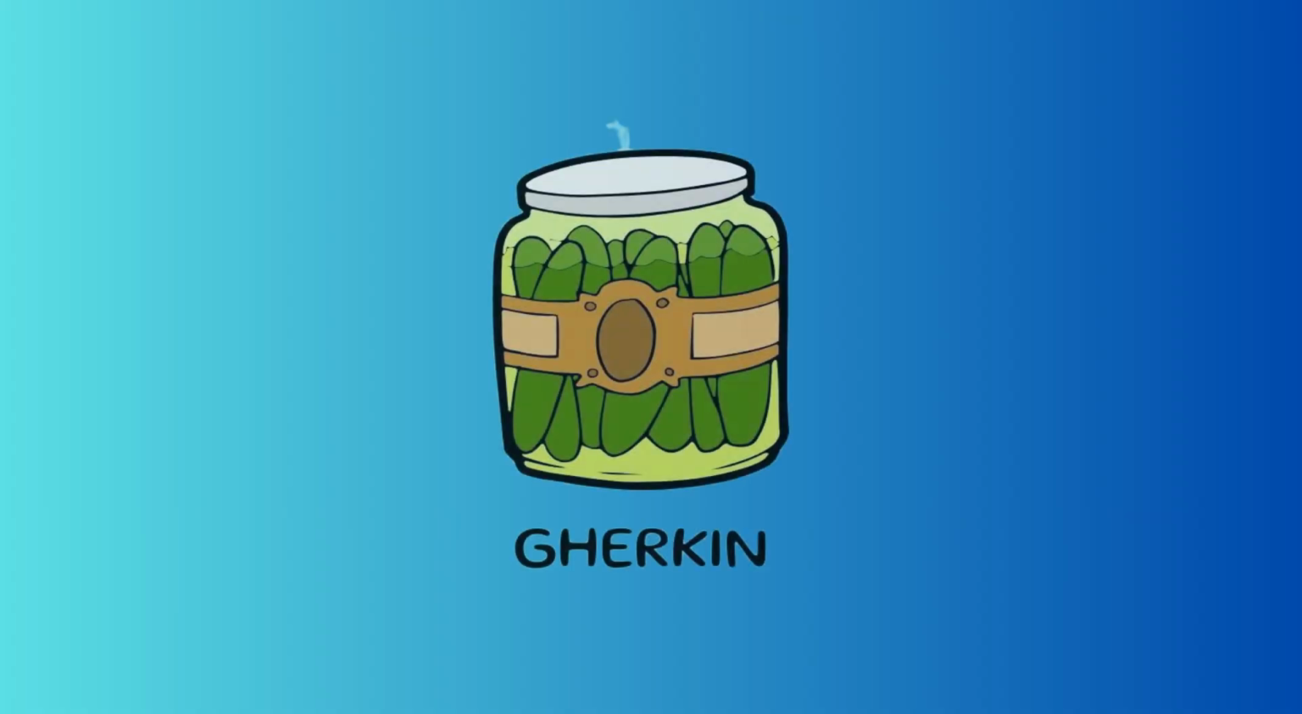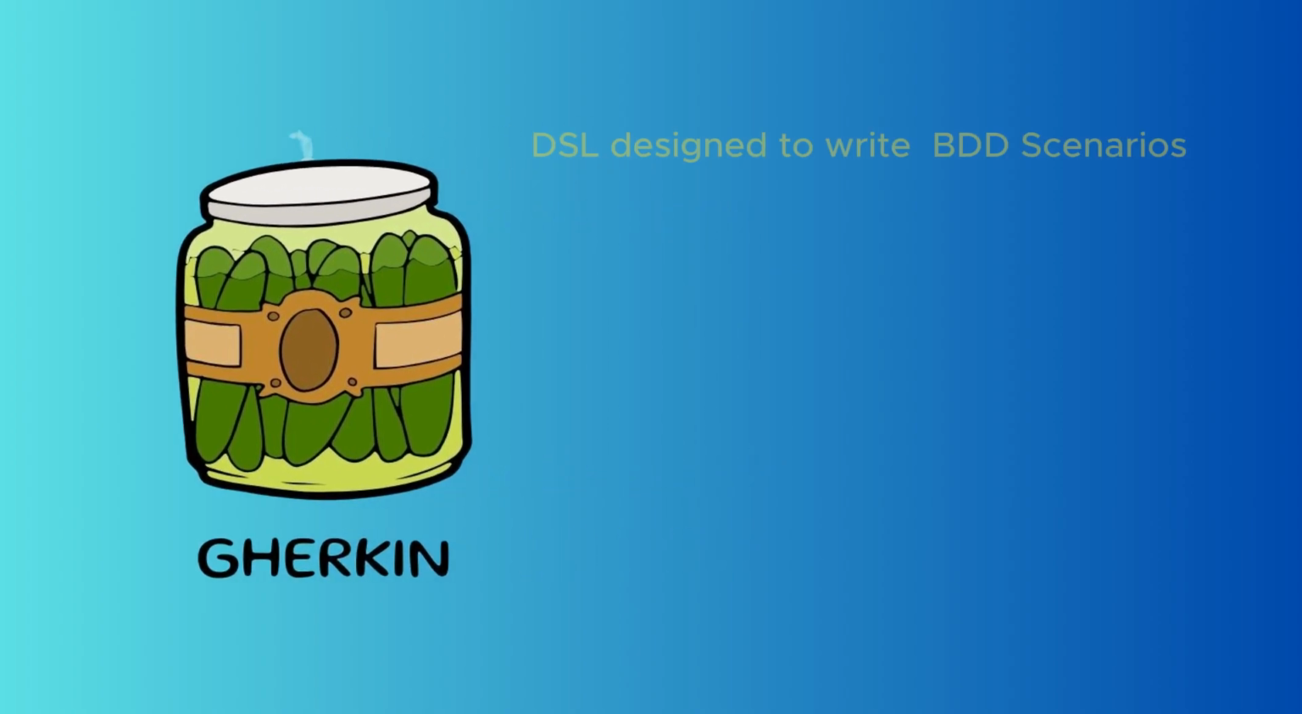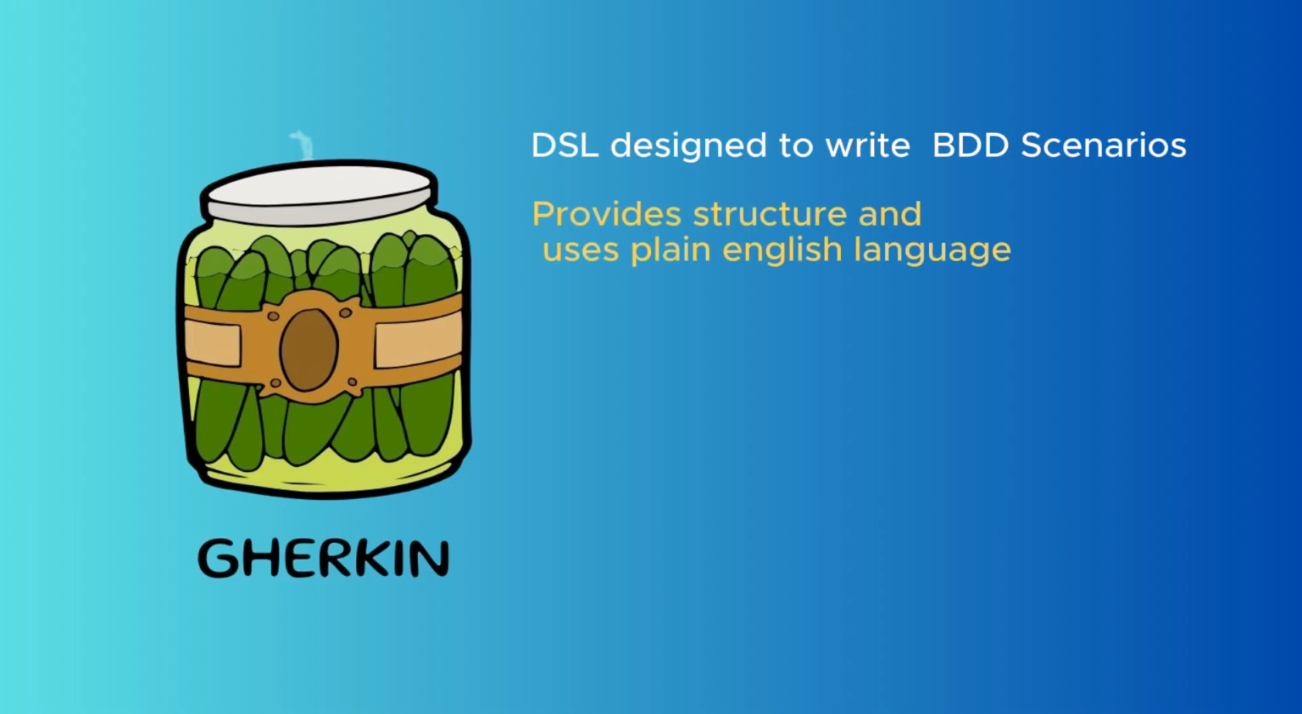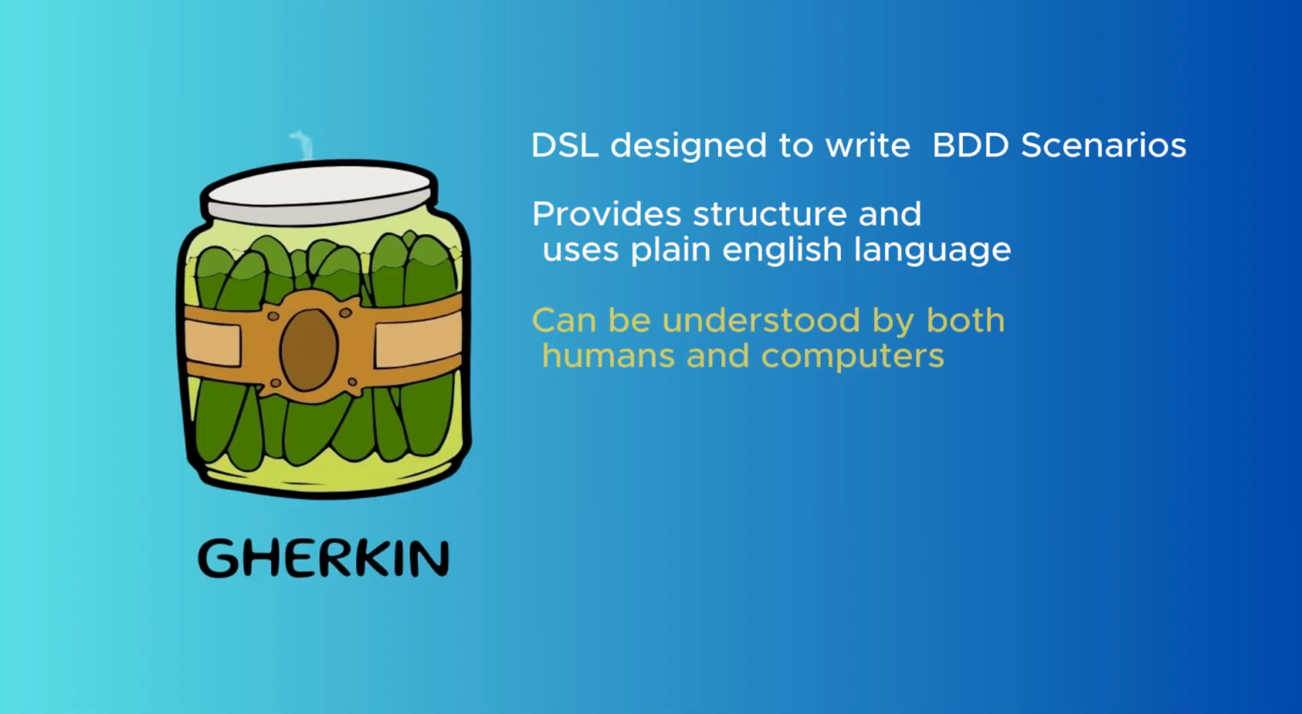So to fill that gap, we need a domain specific language which can be used to convert those examples in a way which can be understood by the computer. That's where Gherkin comes into the picture. Gherkin is a domain specific language which is designed specifically to write BDD scenarios. It provides a structure to your scenarios. It uses plain English to write the scenarios, and these scenarios are executable, which means that they can be understood by both humans as well as computers.